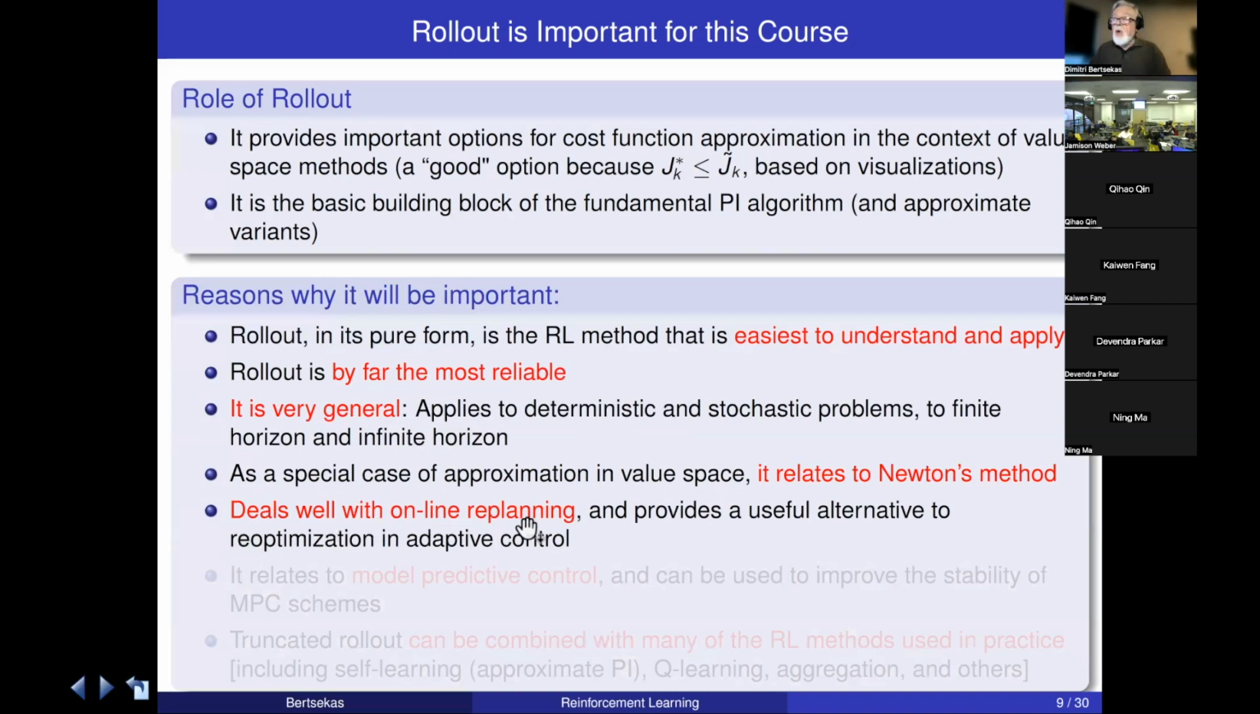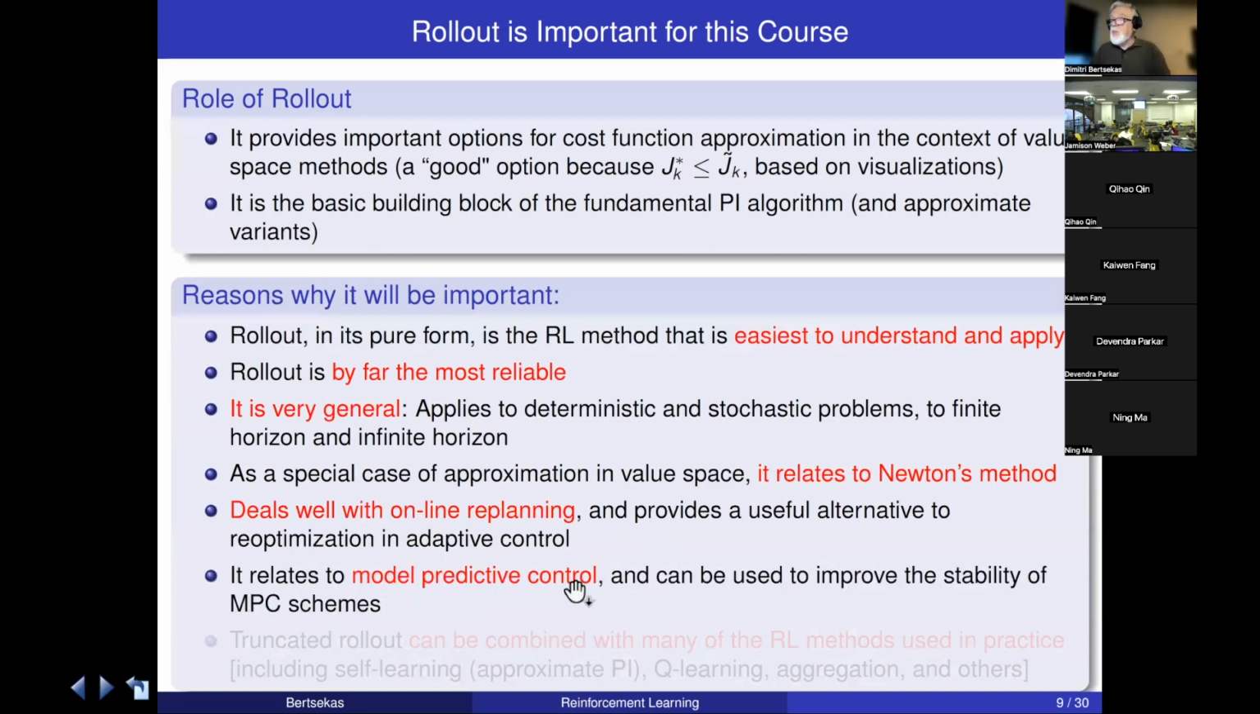It deals with online replanning. So if the problem changes on you during decision making, then whatever new problem it encounters is just incorporated readily within the Rollout calculations. And this also is true in the context of adaptive control. It's a useful alternative to reoptimization, as we discussed in the previous lecture.